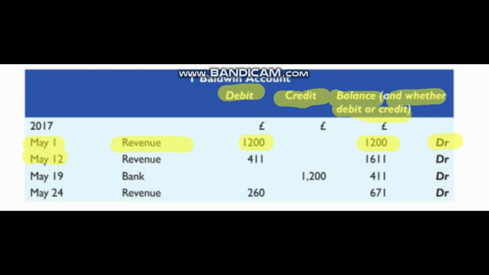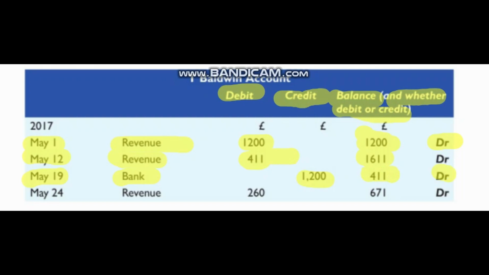Then on May 12th, again, you sold goods worth this much, and now the balance has increased. So how did this increase come about? It's basically this 411 euros is added with the previous balance, right? Because it was a debit balance. If it was a credit balance, then it would have been deducted. And similarly, on May 19th, there was a bank amount, and this is a credit amount, which means that you have paid out money. So this 1200 is deducted from the balance at the previous date, which is 1611. So when you deduct 1200 from 1611, you will get 411 pounds. So you still have it as a debit balance.